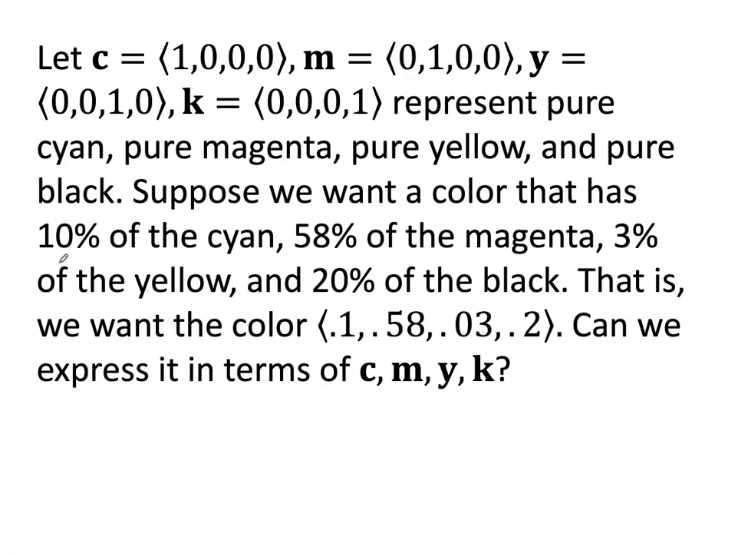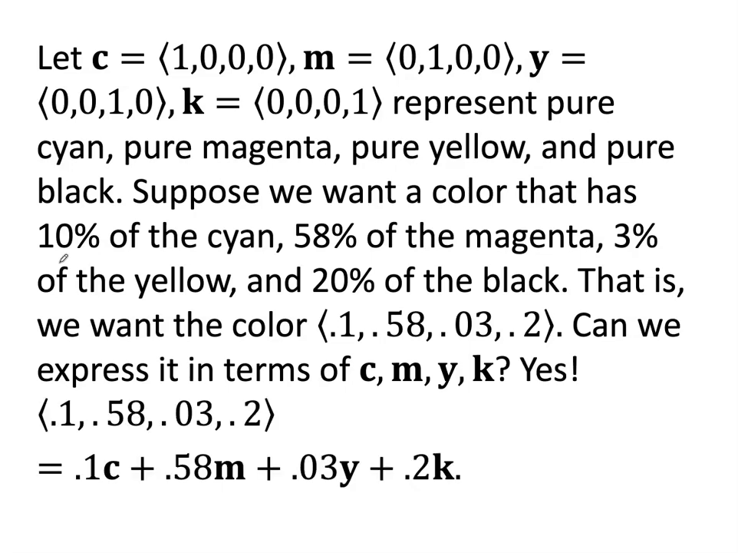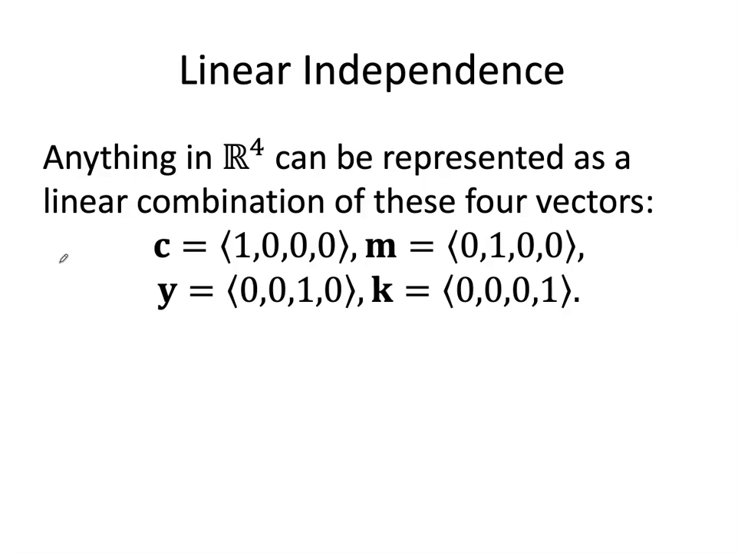and pure black. Suppose we want a color that has 10% of the cyan, 58% of the magenta, 3% of the yellow, and 20% of the black. That is, we want the color 0.1, 0.58, 0.03, 0.2. Can we express it in terms of CMYK? Yes, you bet. 0.1, 0.58, 0.03, 0.2 is just going to be 0.1 times C plus 0.58M plus 0.03Y plus 0.2K. Anything in R4, anything in four-dimensional space, can be represented as a linear combination of these four vectors, CMYK.